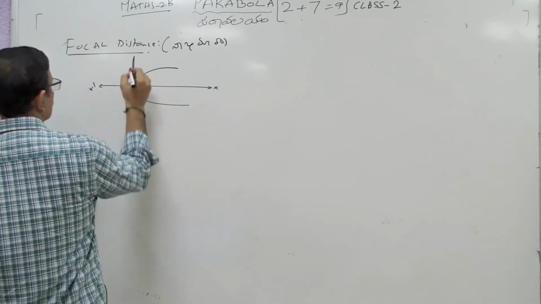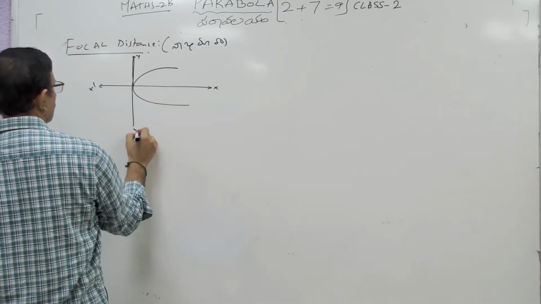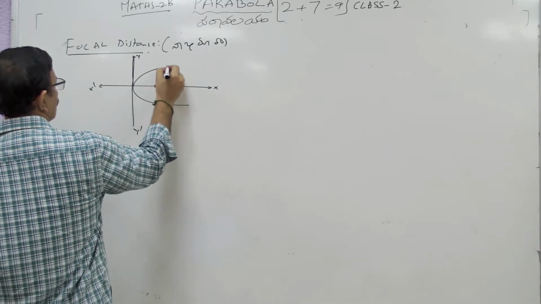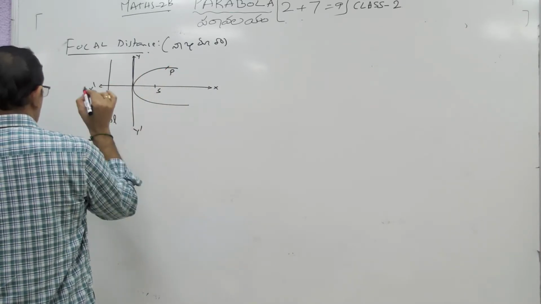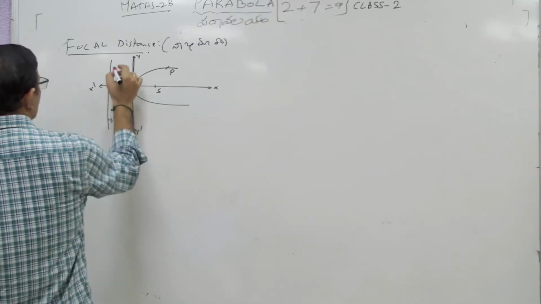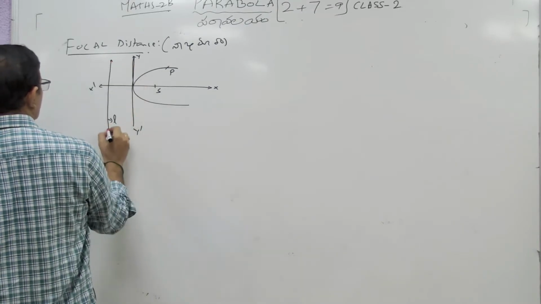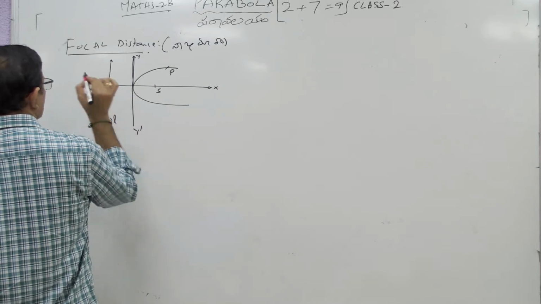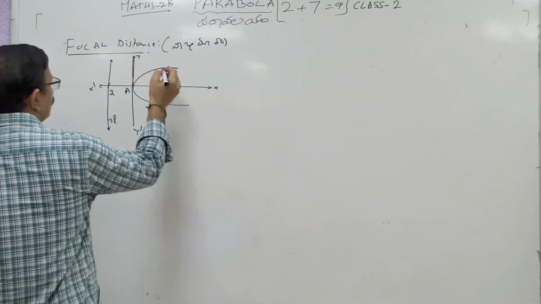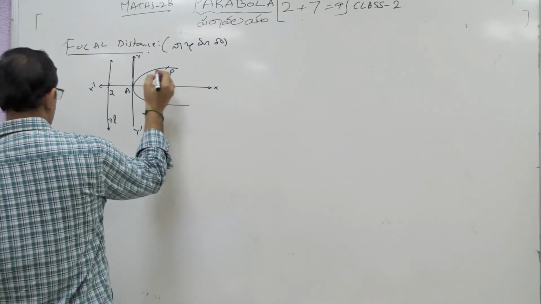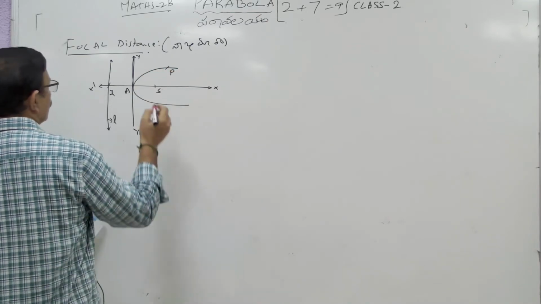Now this is x'x and this is y'y, and this is S, and this is P, and this is the directrix. All these are fundamentals. Now this is Z and this is the vertex. So now this is a point P we are taking on the parabola.